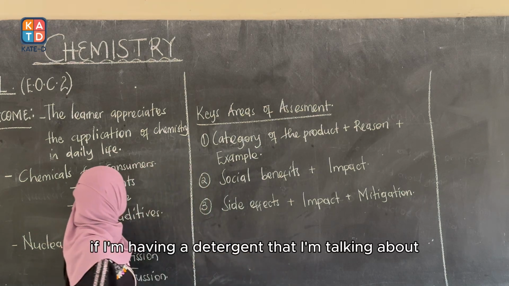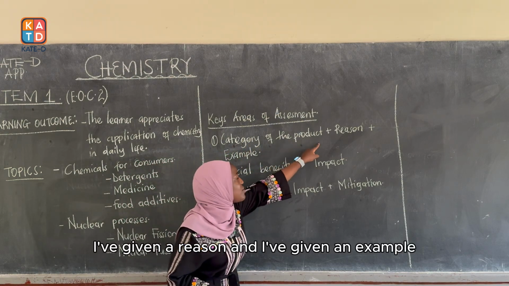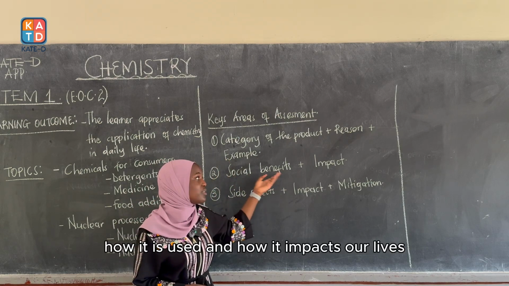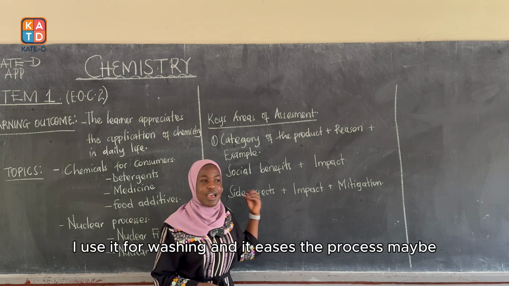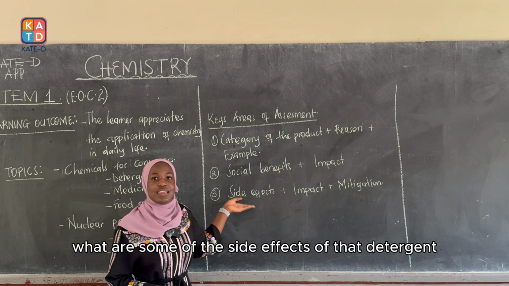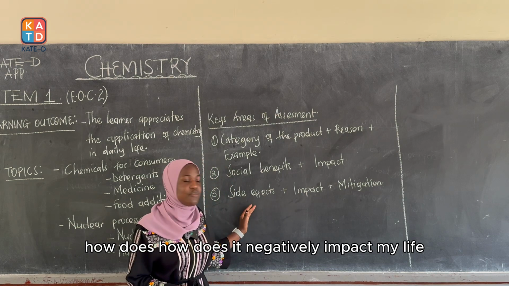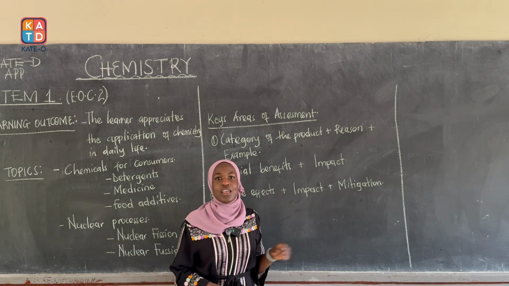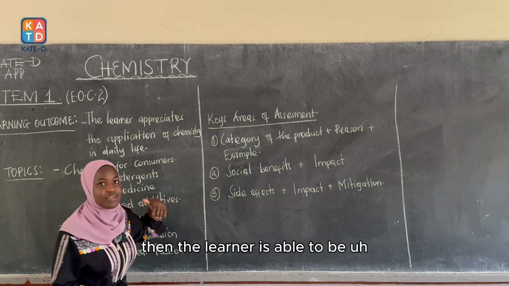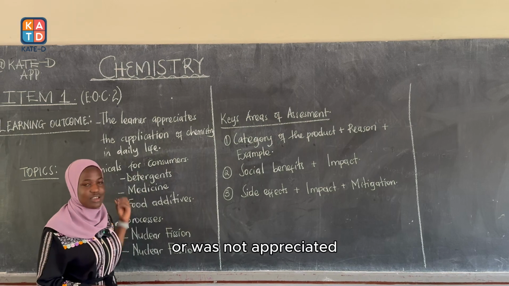For example, if I'm having a detergent that I'm talking about, I've finished categorizing it, I've given a reason, and I've given an example. I've come to number 2, given the social benefits, how it is used, and how it impacts our lives. I use it for washing and it eases the process maybe. And then number 3, what are some of the side effects of that detergent? How does it negatively impact my life, and how can I mitigate that? So when I finish giving all this, then the learner is able to be graded as one who has really appreciated the application or who has not appreciated.